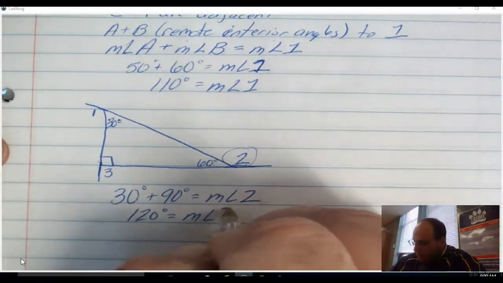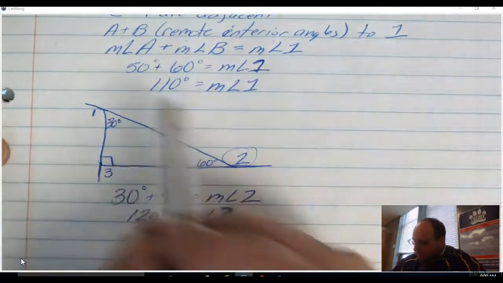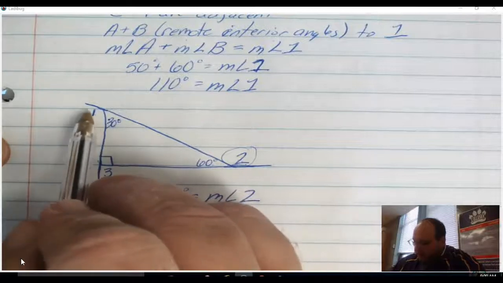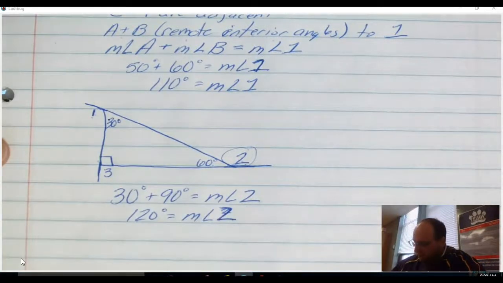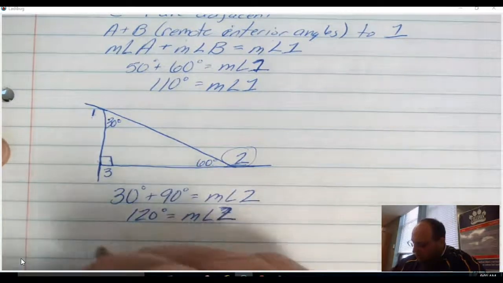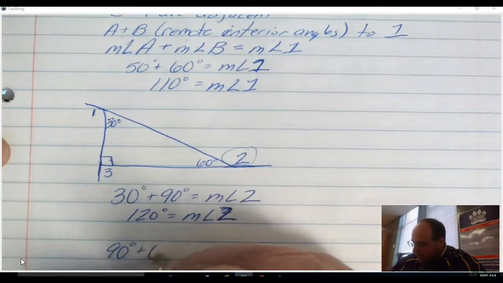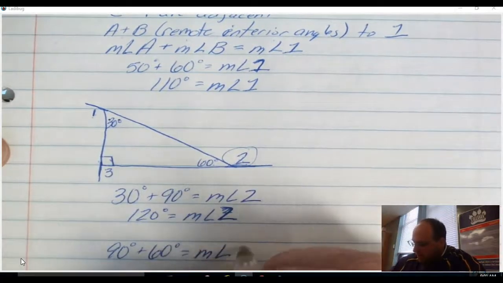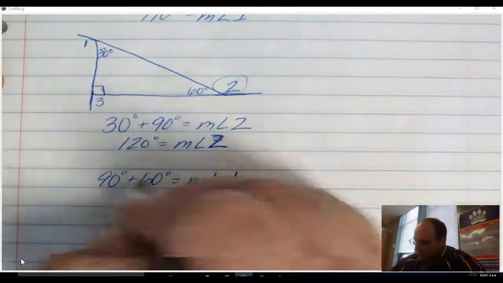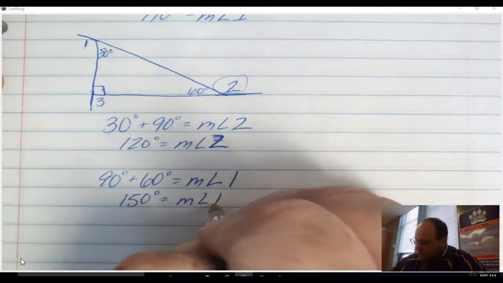So the measure of angle 2 is 120 degrees. Say, for example, I wanted the measure of angle 1. To find the measure of angle 1, I would have to identify the adjacent angle, which is 30, okay? And since this is 30, I would need these two angles. So to find the measure of angle 1, I would need to do 90 plus 60, because those are the two remote interior angles. 90 plus 60 is 150. So the 150 is the measure of angle 1.